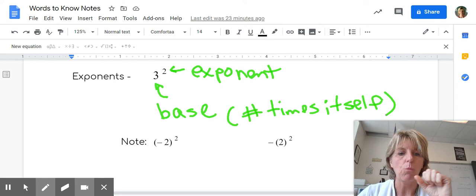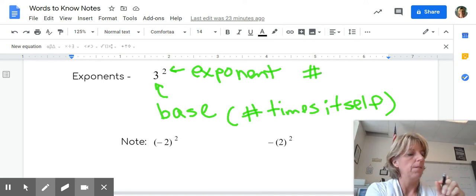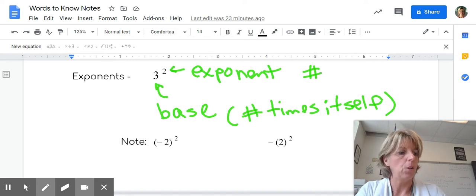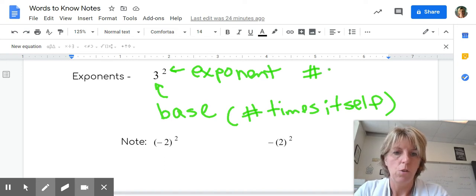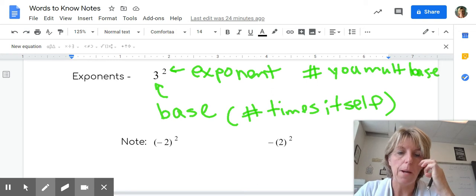So it's almost like a rubber stamp. You're just going to stamp 3. So it's going to be like 3, 3, 3, 3. You're just going to make a whole bunch of 3s. How many 3s are we going to make? That's the exponent. It's the number of times you're going to stamp it. It's the number you multiply the base.